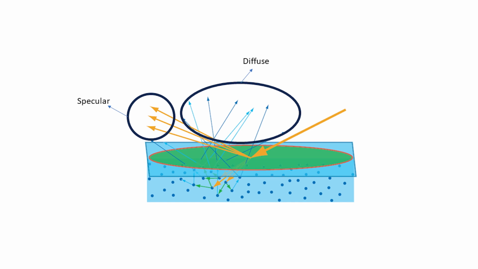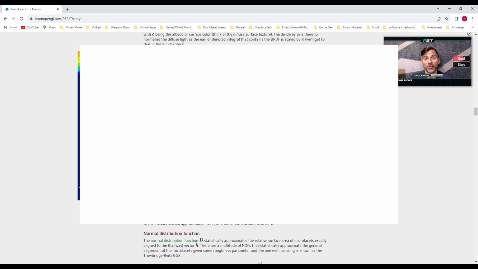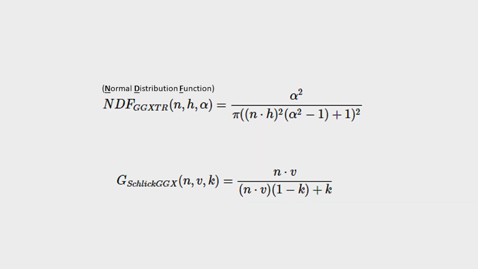For the reflected part, it includes 3 functions, function D, function F, and function G. The function D describes the distribution of microfacet normals, F is the Fresnel equation, G is the self-shadowing. The self-shadowing means if a surface is rough, the microfacets are likely to shadow each other, which can lead to a darker surface. Let's take a look at the distribution function and the geometry function first.